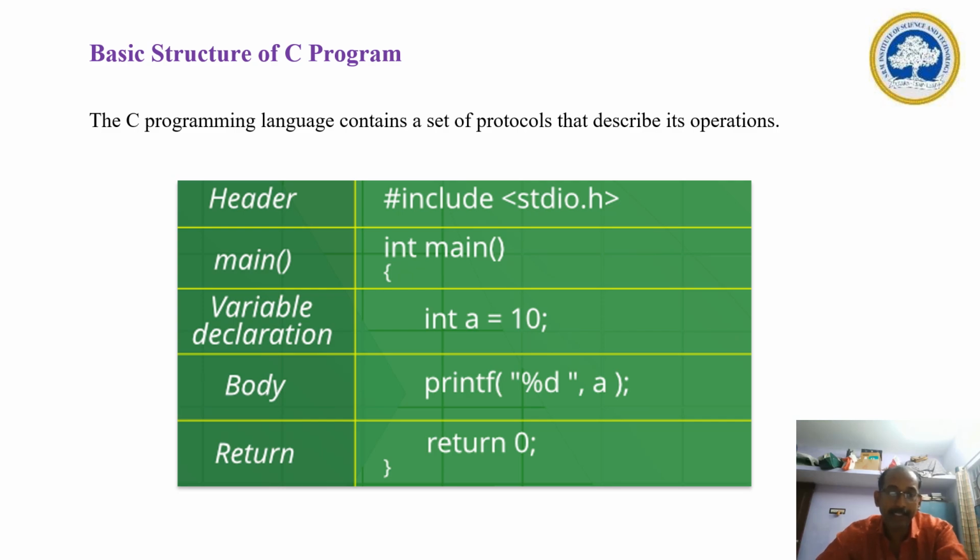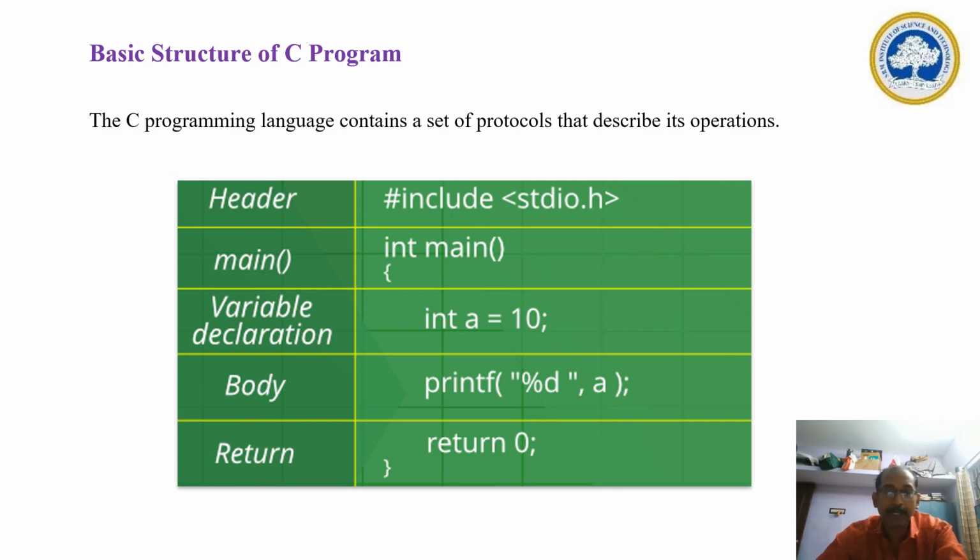And another section is the main section. It contains main, which is a function. A C program must contain a minimum of one function, that is called main. Without the main function, you cannot write a C program.